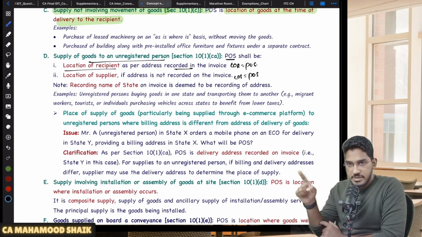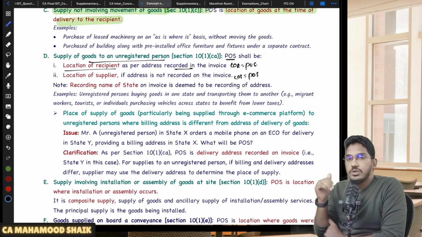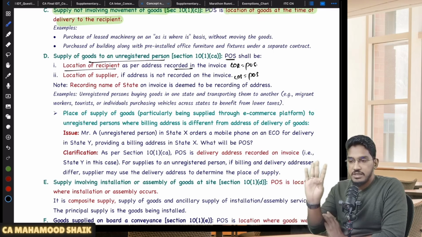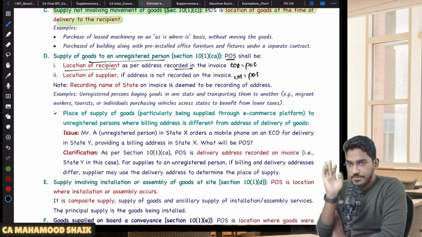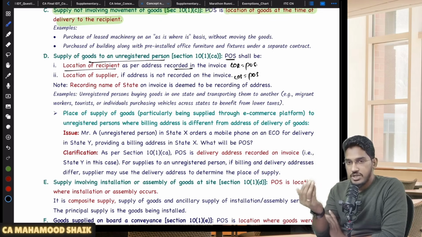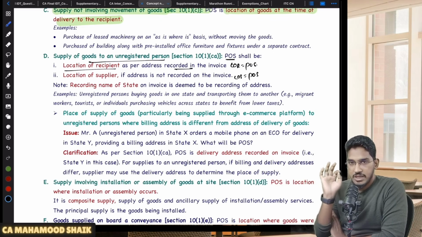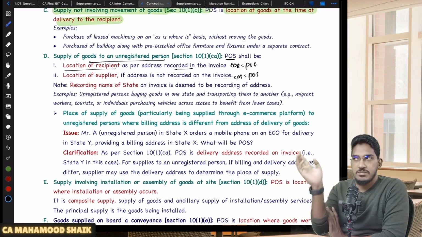So in case the recipient is an unregistered person, how to determine the place of supply? It simply says one thing: the supplier will give the invoice, no? Check the invoice. On the invoice, is the address of the recipient recorded? Yes sir, the address of the recipient is recorded on the invoice, so the location of the recipient. If on checking the invoice there is no address of the recipient available, just the name of the recipient has been mentioned, and the address is not mentioned, then the location of the supplier itself will be considered as the place of supply.